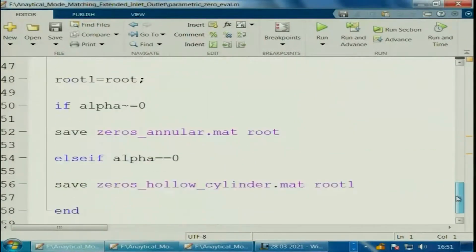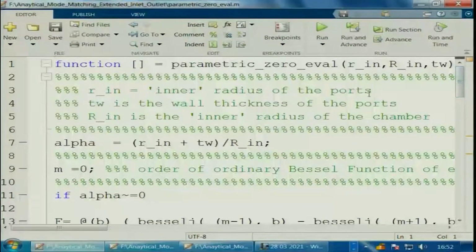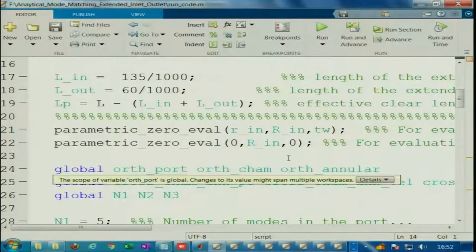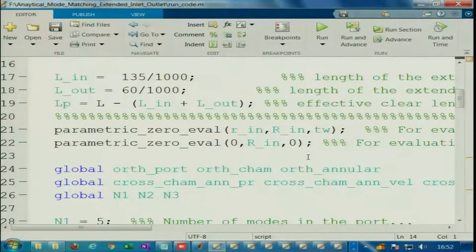So, this is stored in this file, and you get a series of zeros, that is the resonance frequencies. Once you do that, it evaluates the parametric zeros, and then we need to compute the number of integrals. In the last class I mentioned the integrals, like the integral of the Bessel function in the chamber, Bessel function in the chamber times r square.